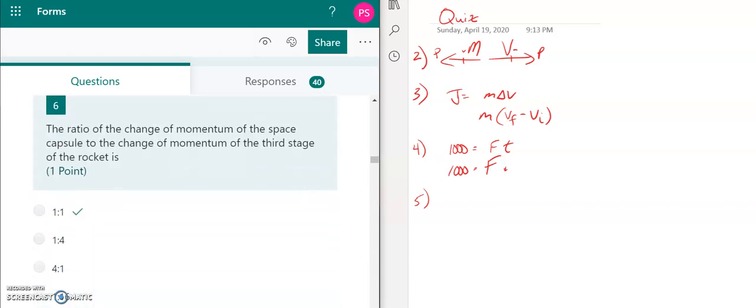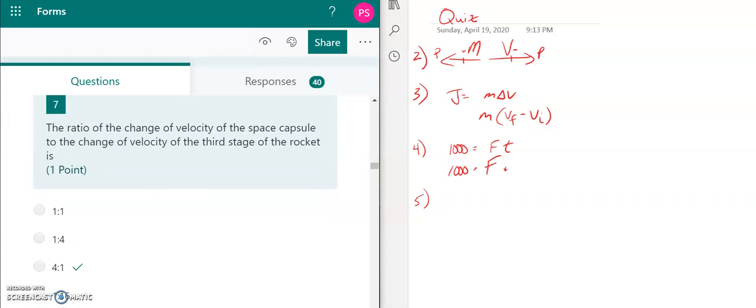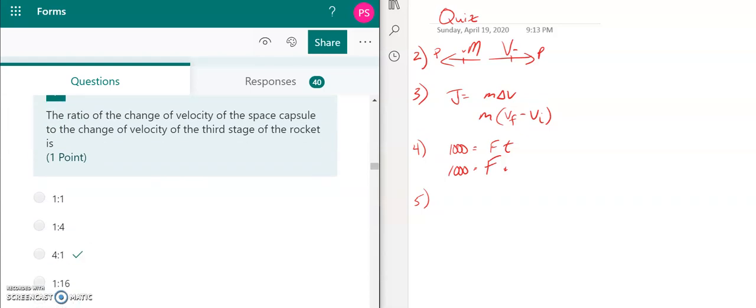Number 6, the ratio of the change of momentum of the space capsule to the change in momentum of the 3rd stage. Again, if the impulses are the same, the changes in momentum are the same. Number 7, the change in the velocities. Now, the velocities can be very different, because even though the change in momentum is the same for one piece going forward and one not, their velocities can be very different. Just take a look at what we drew for number 2. You can have very different velocities depending on the mass.